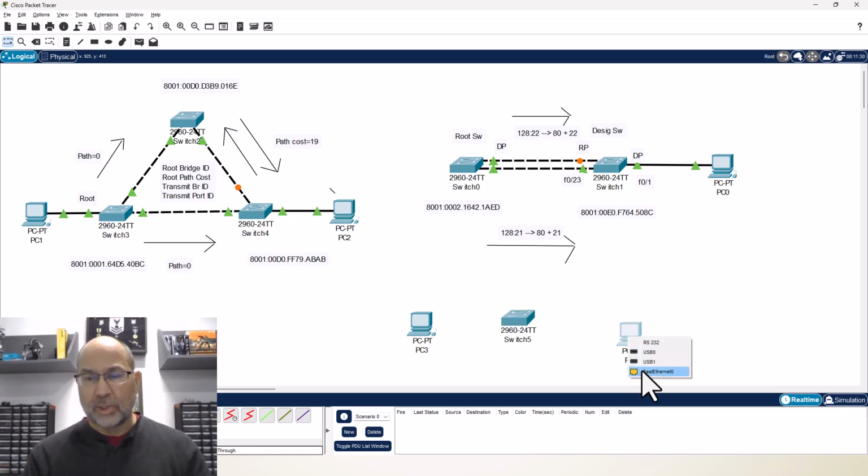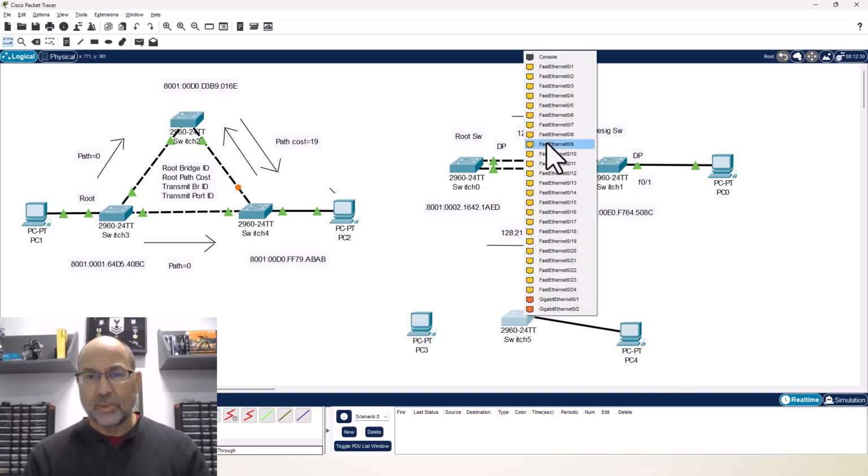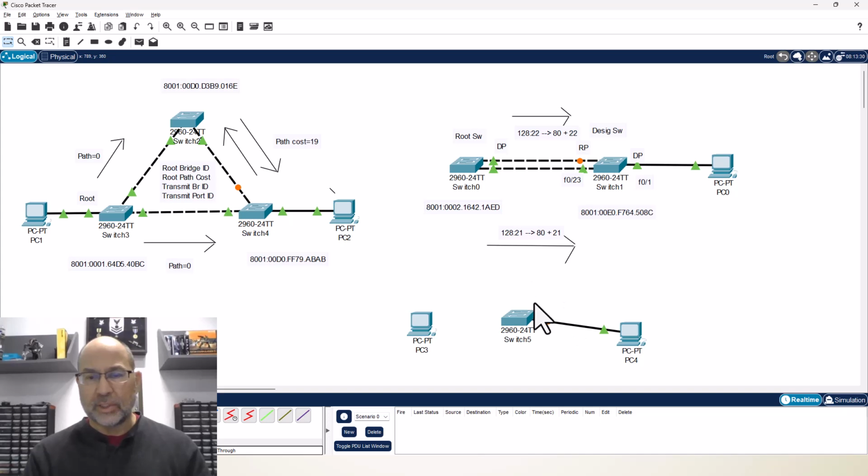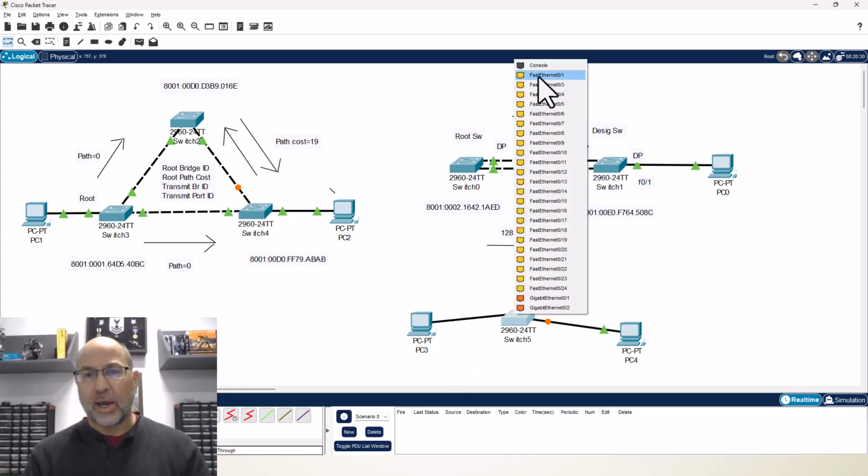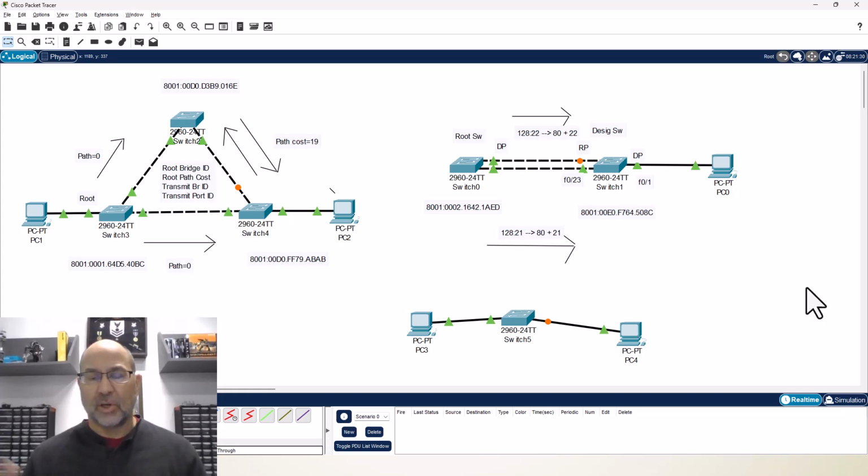So I'm going to connect this one to port 2, and we can see we've got this orange ball. So what is going on here? The port is going through listening and learning. It'll take 30 seconds to do that. But in the meantime, I'm going to connect this other PC to port 1 where I've configured PortFast. Oh my goodness, look at that. It's up already. So it bypasses the spanning tree listening and learning entirely.